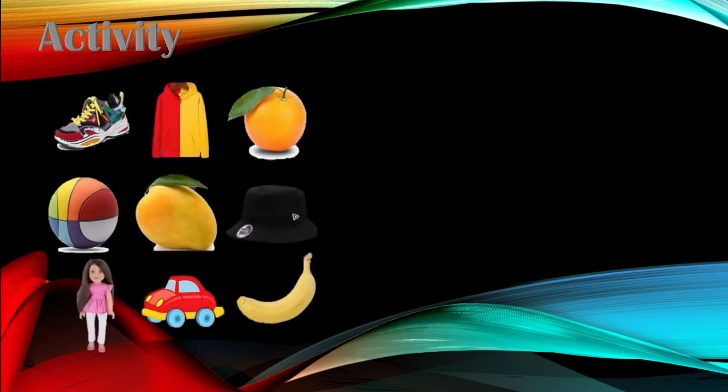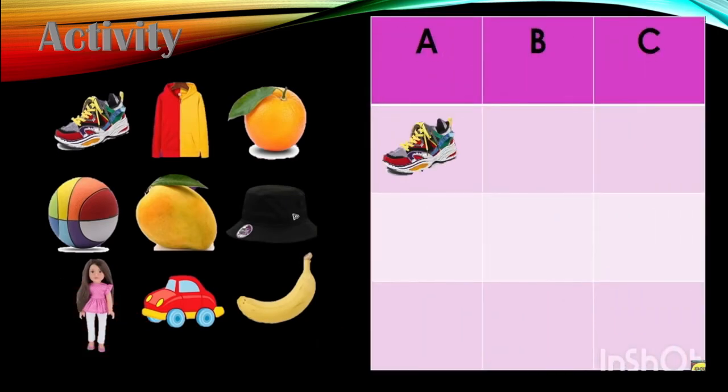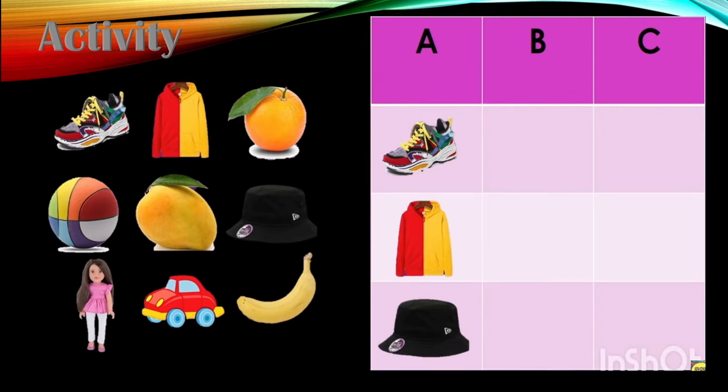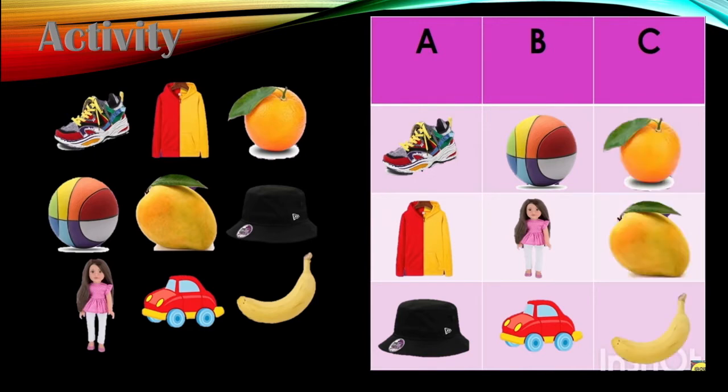To start our discussion, let us group these objects which we think belong together. For column A, we can group a shoe, sweater, and a hat because they are the things used for outdoor activities. For column B, we can say that a ball, doll, and a toy car belong together because these are the things played by children. For column C, we can say that orange, mango, and banana belong together because these are all fruits.